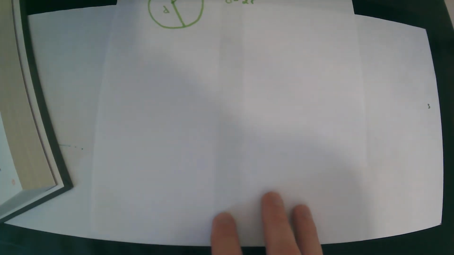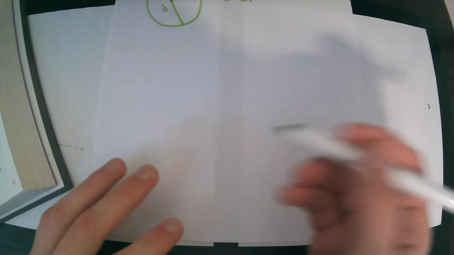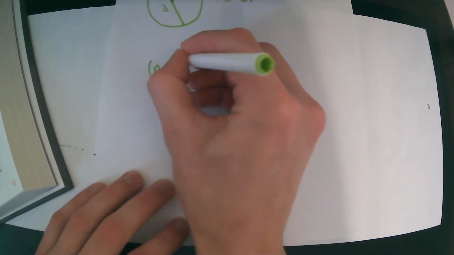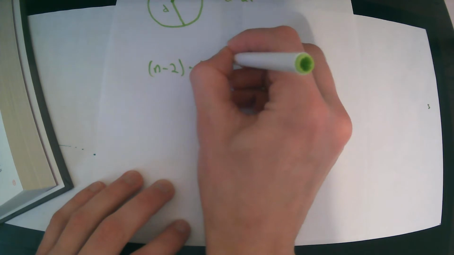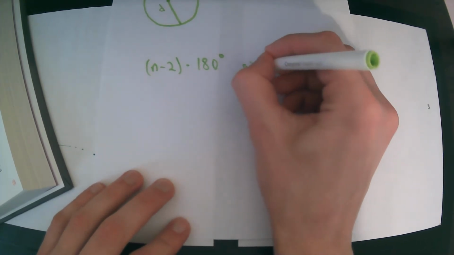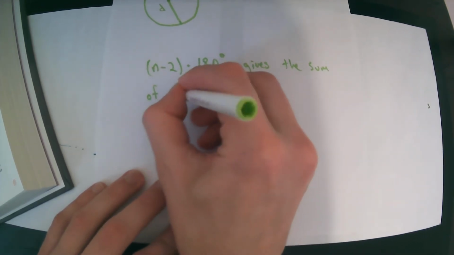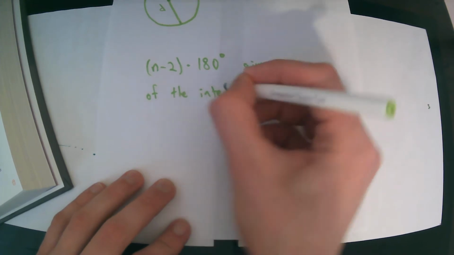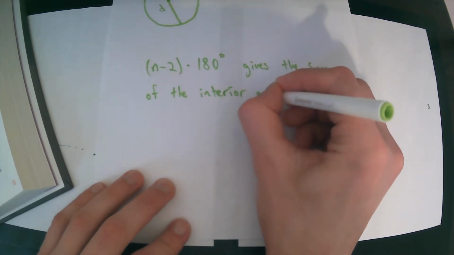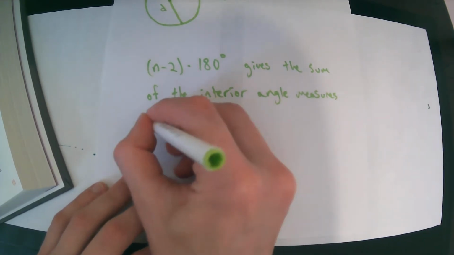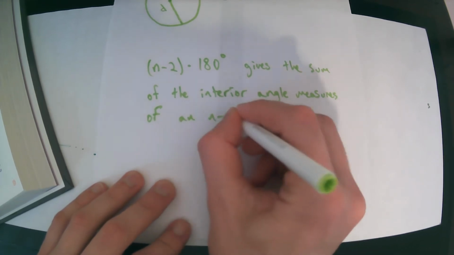Okay, we have this nice rule for the sum of the interior angles of an n-sided polygon. N-sided meaning n being any number of sides. So we have this rule that if you take the number of sides and you subtract 2 and then you multiply by 180 degrees, this gives the sum of the interior angle measures of an n-sided polygon.